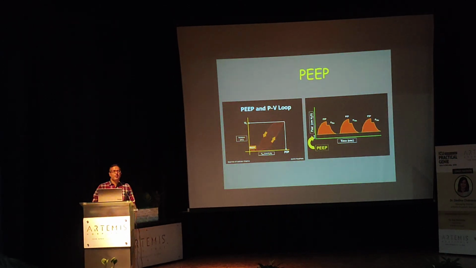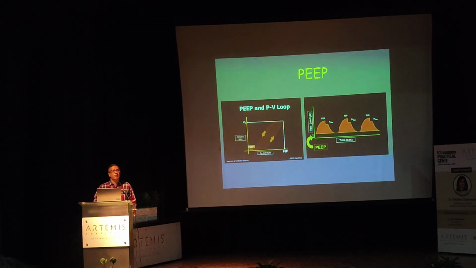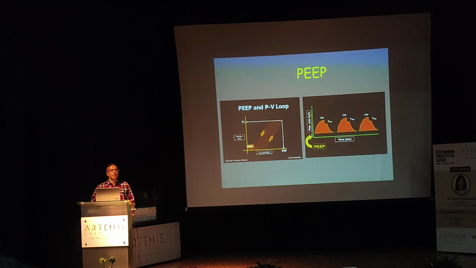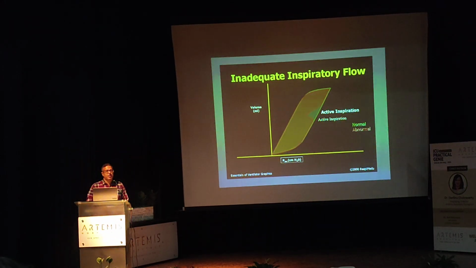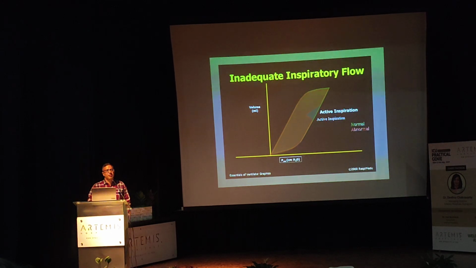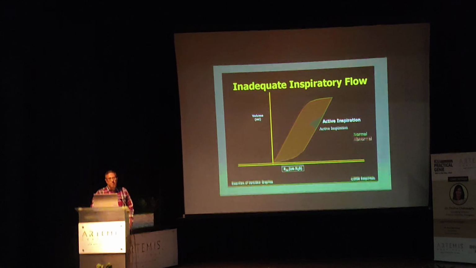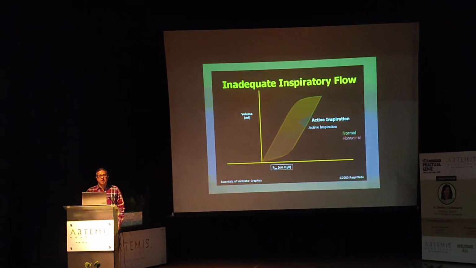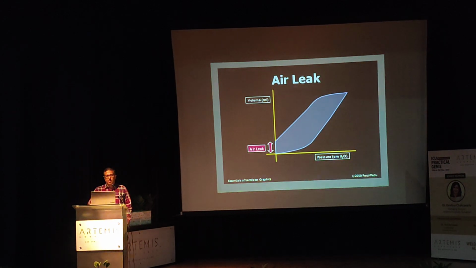You should all be aware, if you see one thing in the scalars, you should confirm that by the loops. Not only peep, but if you have increased resistance, decreased compliance, air leak, air trapping, everything. So we could see the inadequate inspiratory flow initially, and this is how you identify it. This is because of active inspiration. This is the inspiratory part. There is scalloping in the inspiratory part. The patient is trying to actively inspire, and there is inadequate flow.